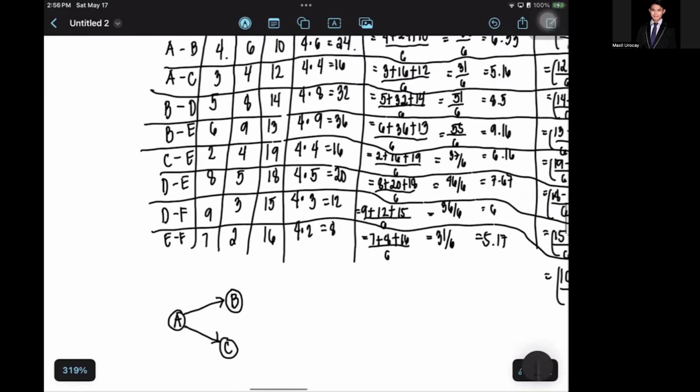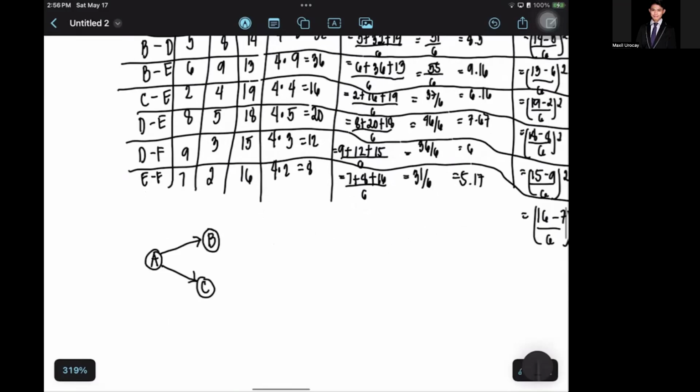Now A to B, then A to C, then B to D, and then B to E. Then C to E will be connected here as well. Then D to E will be here, and D to F is connected as well, and E to F.